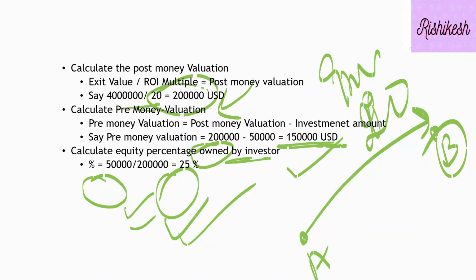you can find out their ROI multiple even by studying the portfolio of an investor or maybe having a talk with them, right? So if you divide by the ROI multiple, you get the post money valuation, and once you get the post money valuation, you subtract the investment amount to get the pre money valuation, right? So this is how this entire thing actually works, and this makes it very, very simple to understand.